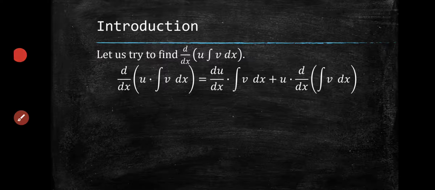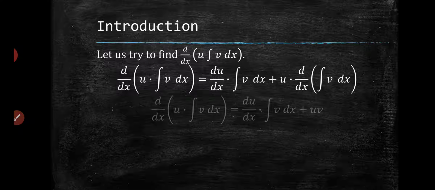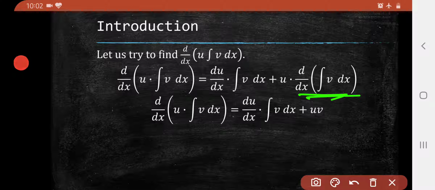This is what happens. Derivative of uv, that is the multiplication rule of derivatives. So that is du/dx into integration of v dx plus u into d/dx of integration of v dx. That's exactly what happens. Now in the next step, obviously derivative of integration nullifies each other, because derivative and integration are just opposite operations. So derivative of integration will leave us with only v. That is, in this case it will become only v.